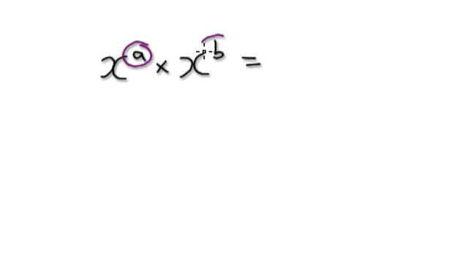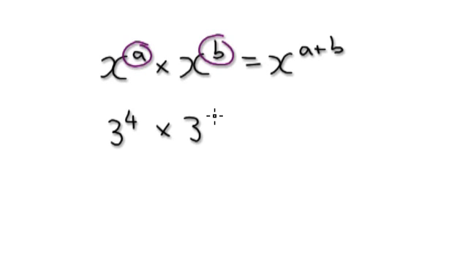In one of the earlier videos, I showed you something like this: x to the power of a times x to the power of b. Well, basically, you just add these two together, so it equals x to the power of a plus b. So, for example, 3 to the power of 4 times 3 to the power of, let's say, 5. Well, just get these two, add them together. So it will be 3 to the power of 9.